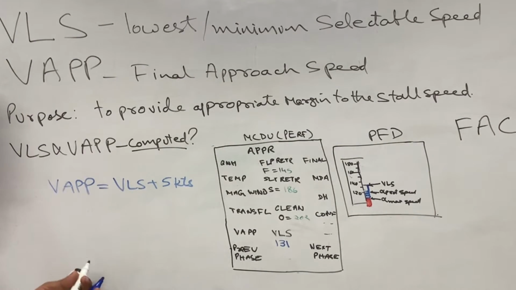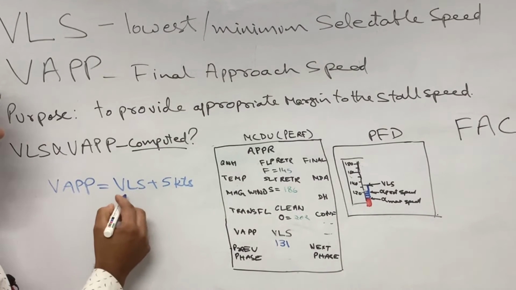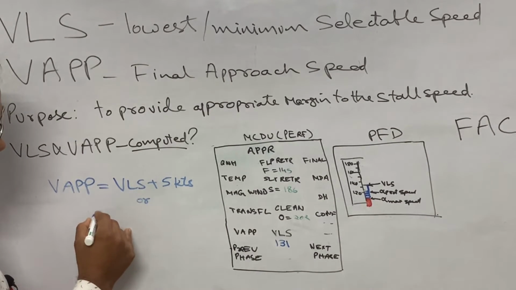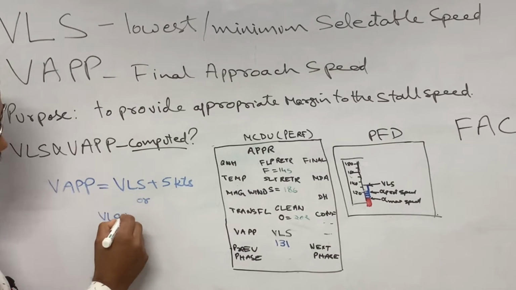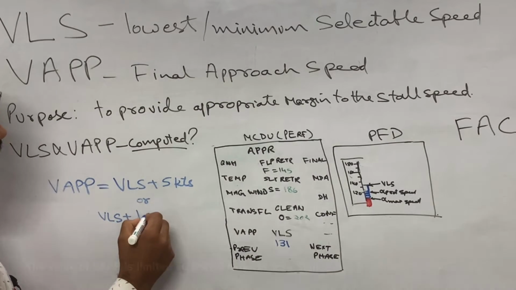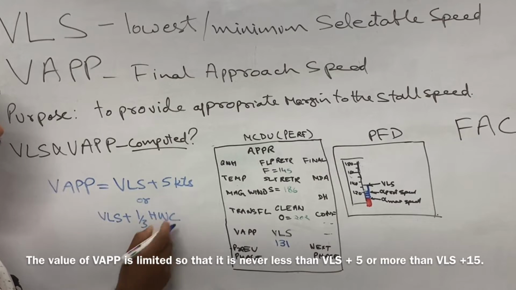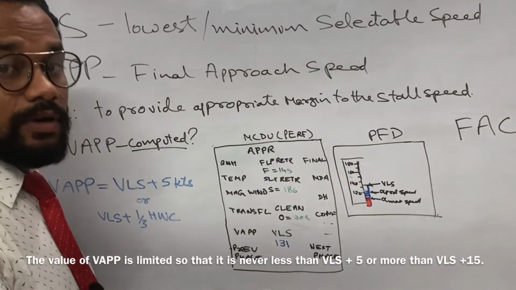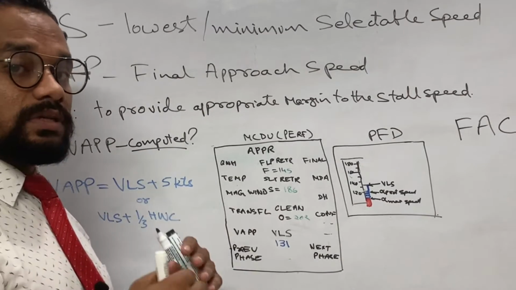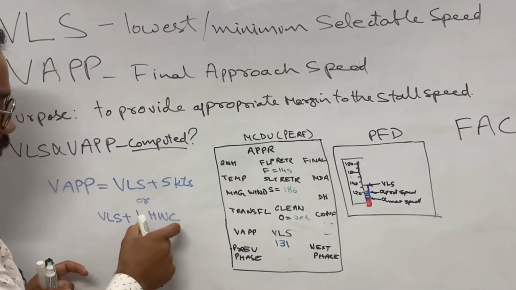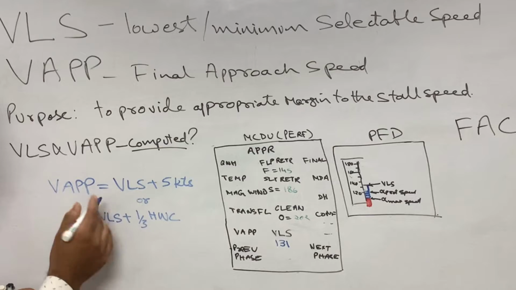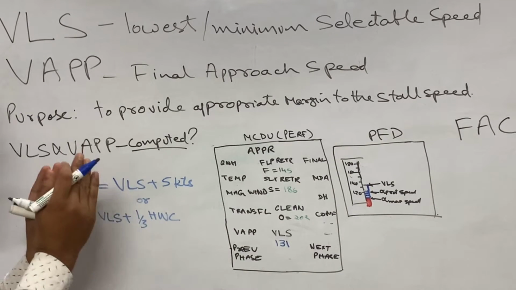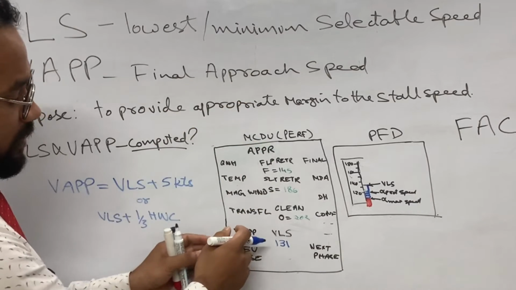But in addition to this, there is also one more case. It is VLS plus 5 knots, or FMGC also considers VLS plus 1/3 of headwind component. Which headwind component is this? The tower reported wind. Whatever is the tower reported wind, 1/3 of that wind is added to VLS to get the VAPP. This is the calculation used by FMGC to calculate the VAPP.